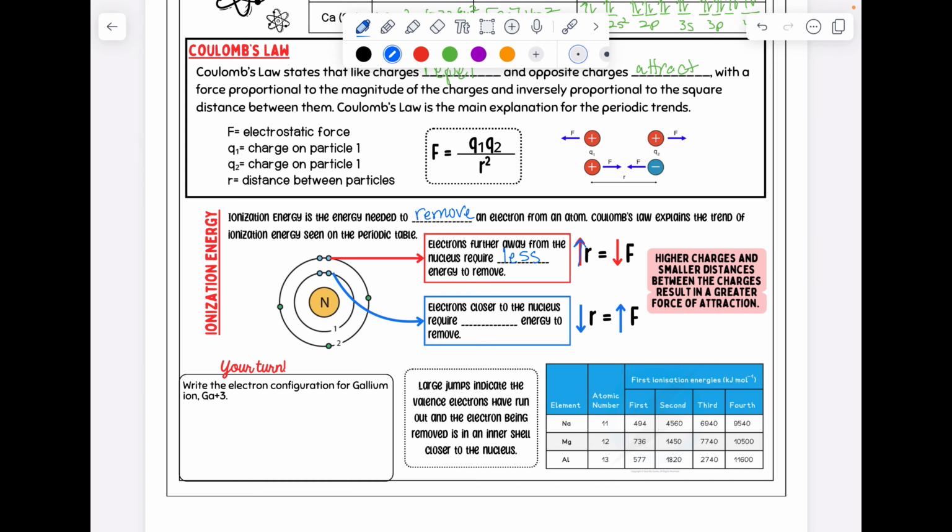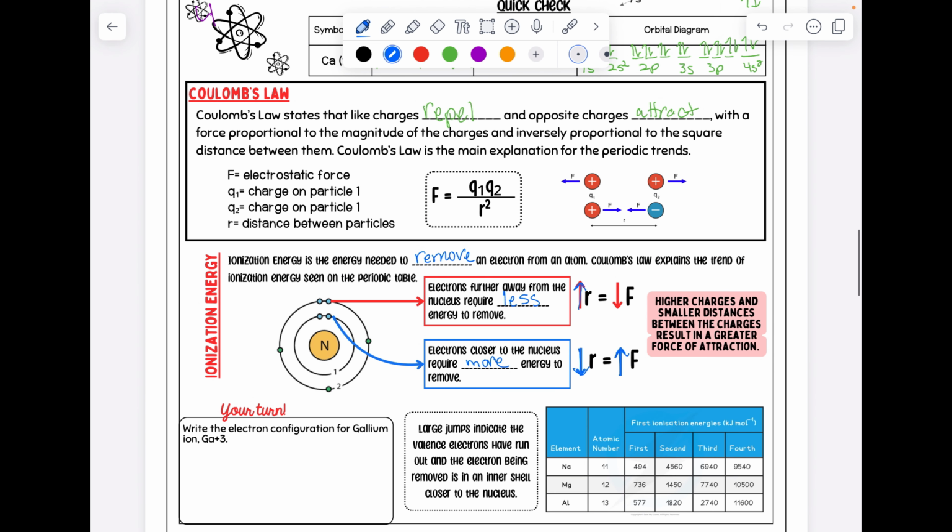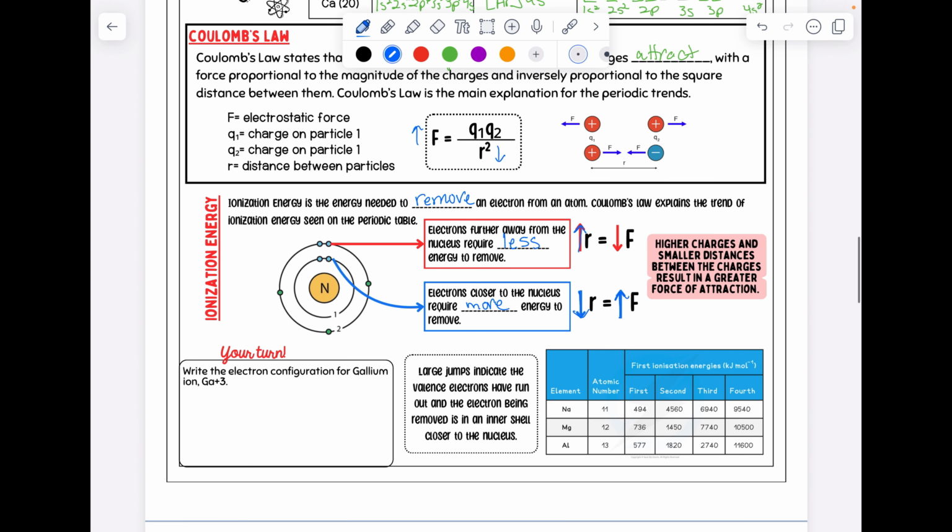And if the electron's closer to the nucleus, it's going to require more energy to remove it. And again, as the radius decreases, the force increases. And we can see this, right? As the radius decreases, this denominator number is smaller, which will create more force, according to Coulomb's law.